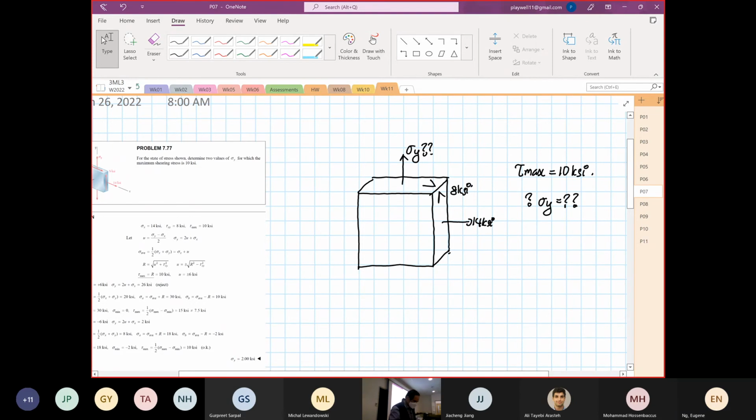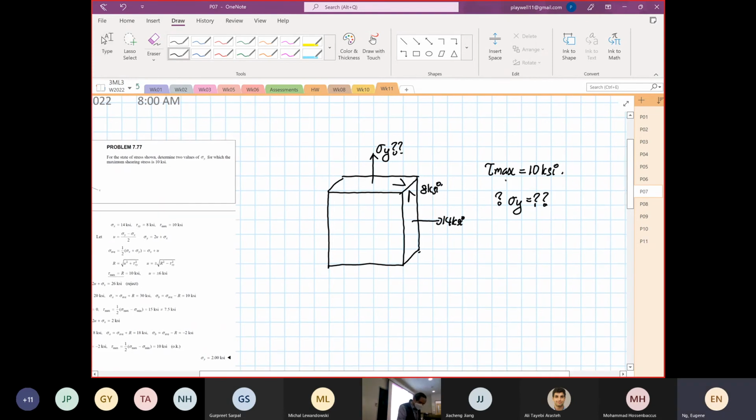Now, the stress max, this is a condition that must always be met. Regardless of whatever solution we have, tau max must be equal to 10 KSI. It cannot be 9, it cannot be 8, it cannot be 7, it cannot be 6. It must be how many? 10. Okay, don't break the rule. You are very famous for that. It must always be 10 KSI.